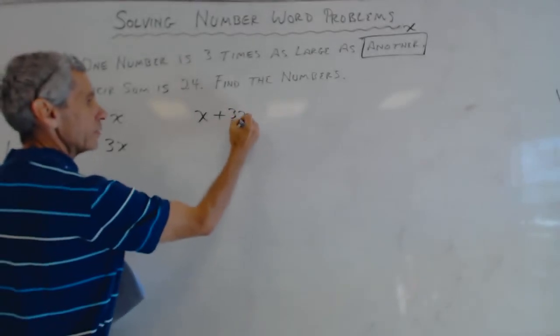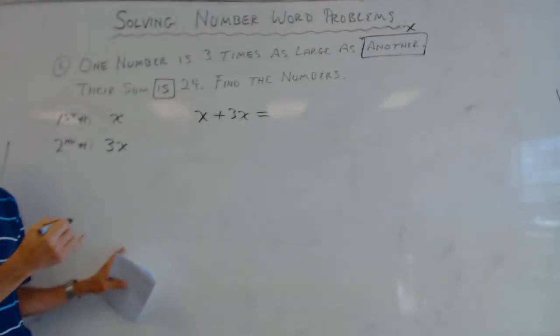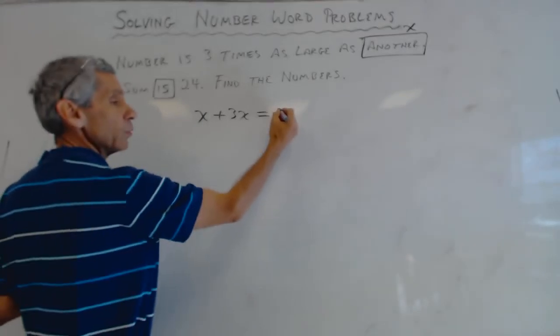All right. Their sum is 24. What does that mean? Okay, so I have to add these 2 numbers up. So I could do this: x plus 3x equals, is stands for equals. Do you guys know that? I didn't say that on that translating English thing, but when you say the word is, it means equals. What if you saw the word was?